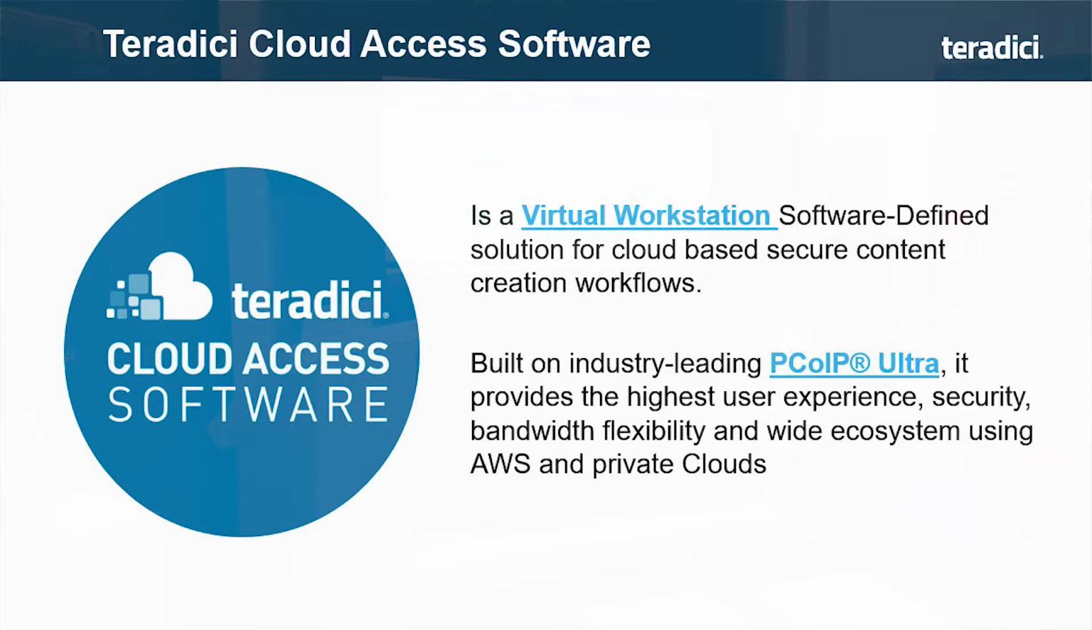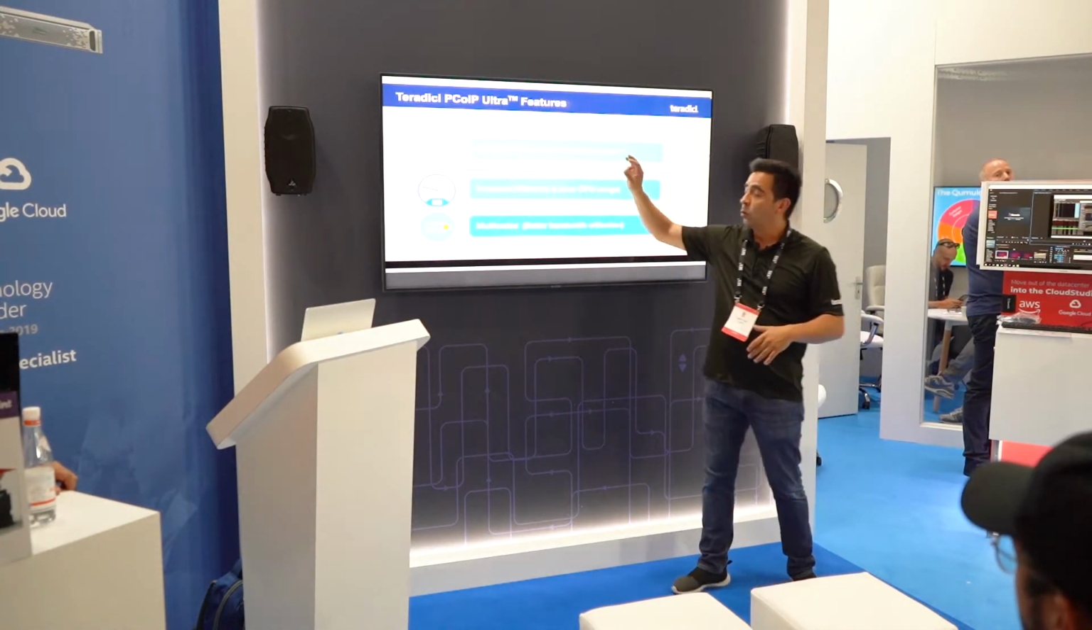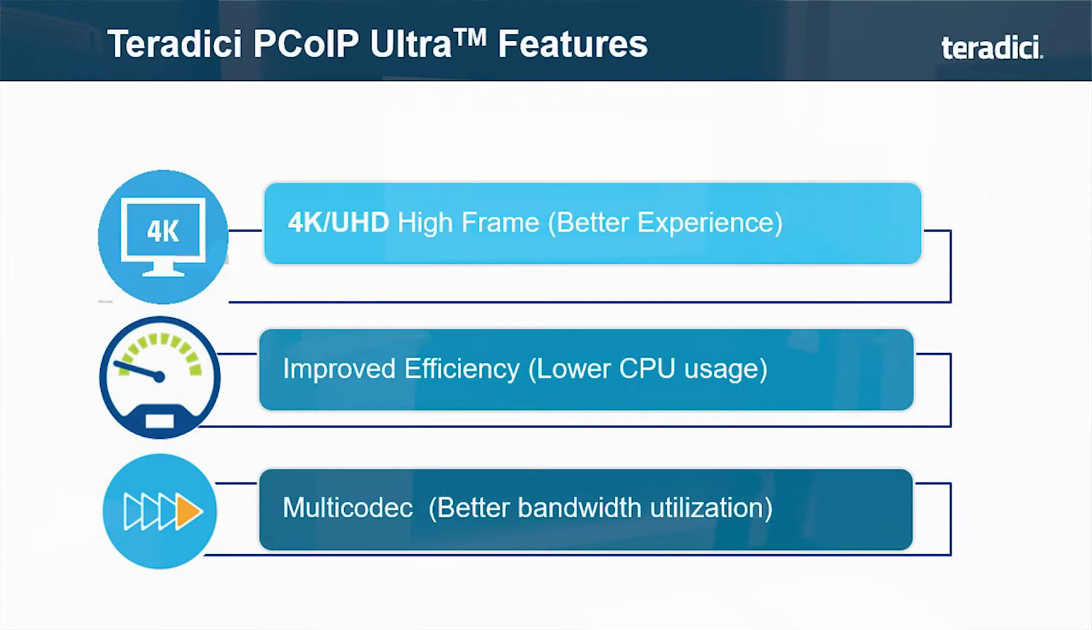Our technology has evolved during the last years. So, three technologies and three features we are leveraging right now. One is 4K, so you can connect to your cloud-based virtual workstation at 4K and deliver content up to 4K. You also get improved efficiency in terms of CPU usage, which means that from the VM perspective, the CPU consumption is going to be improved.